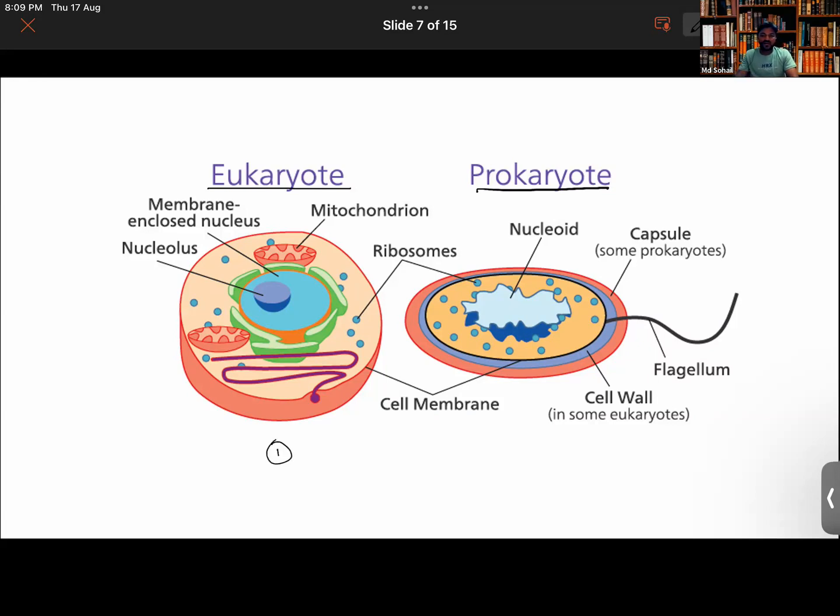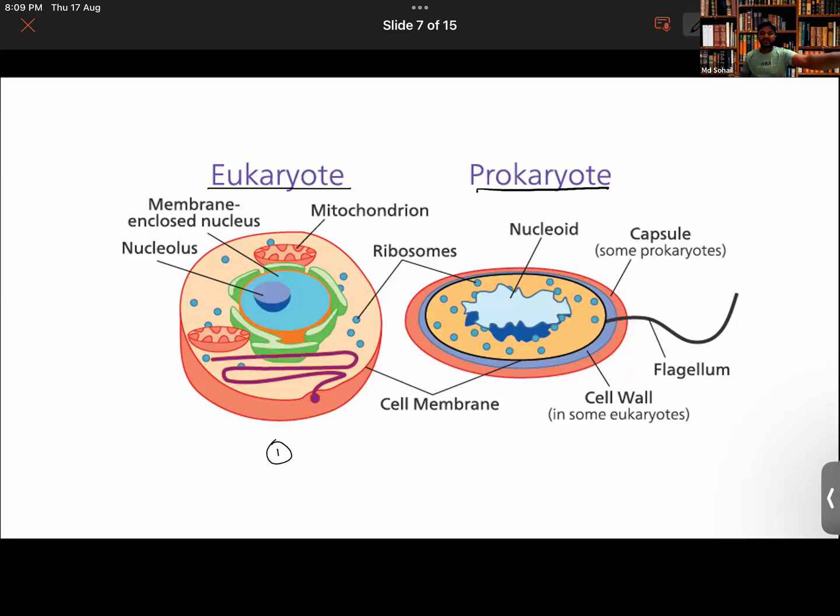What is the difference, Arhan? Do tell me the difference between the two. Yes, what difference can you see between the two? So can I say there is not a well-defined nucleus, and there are not many organelles. That is obviously the case here.